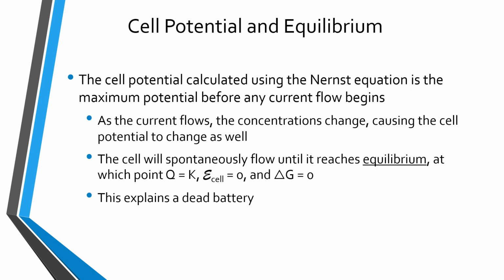So with our Nernst equation, we are calculating the maximum cell potential before any current flows. Because as current flows, electrons are transferred, and our concentrations are going to change. And eventually, this is going to reach equilibrium. Now remember, at equilibrium, Q is equal to K. So then the cell potential is 0 and delta G is 0. We'll get into talking about delta G in a minute. That explains why a battery is dead. So this is going to occur until we get to equilibrium.